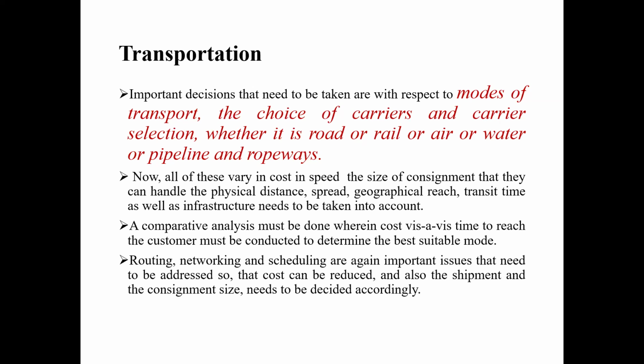So what are the various factors that have to be taken care of here? There is the cost, the size of the consignment, the physical distance, the spread, the geographical reach, the time taken during transit, as well as the infrastructure needs, which have to be taken care of while making these decisions. So what actually is this entire logistic management? Logistic is all about making the product available from the company to the end users for consumption. All the activities involved in this entire flow of the product from the point of origin to the point of consumption are covered in logistic management. So this is all for today's lecture. Thank you.